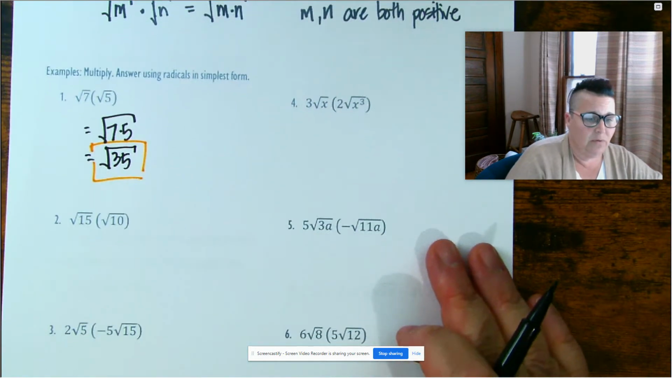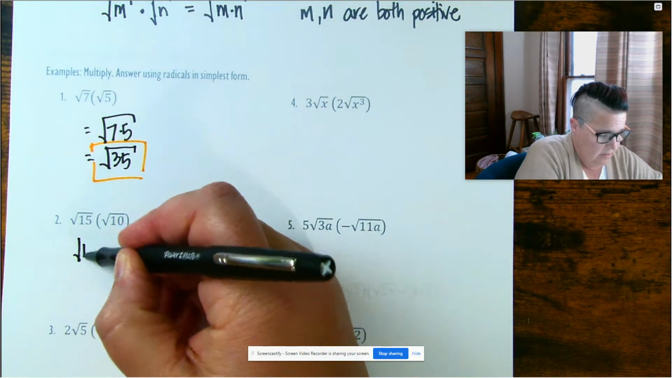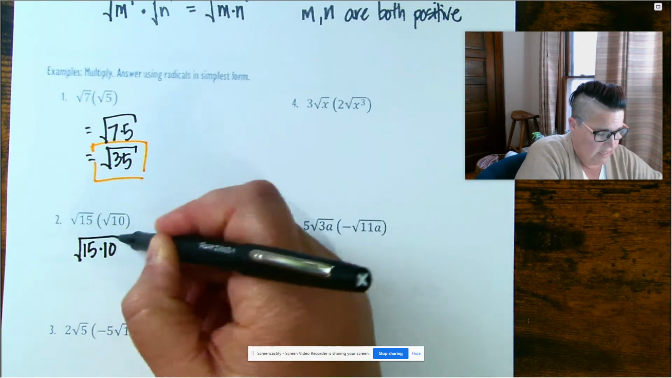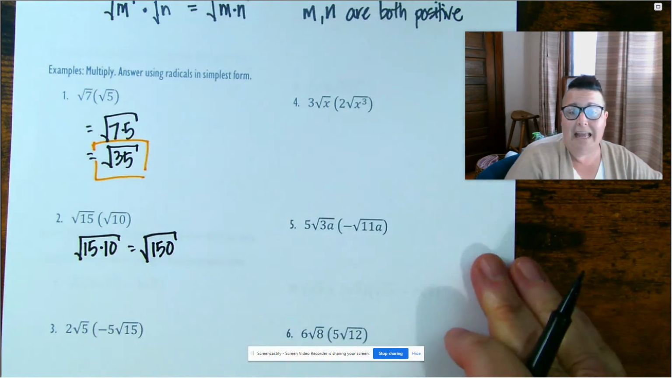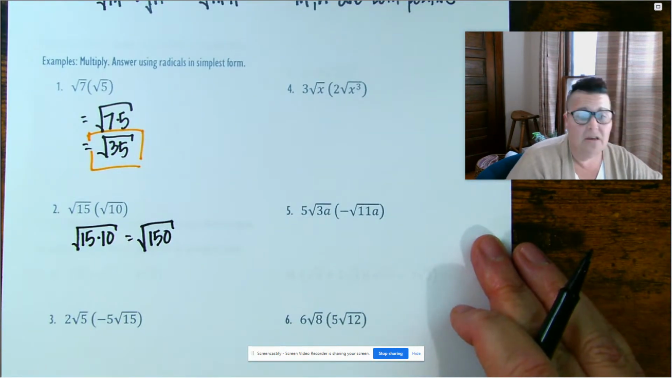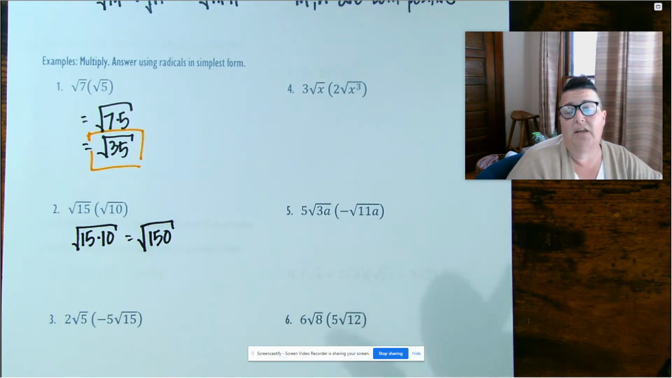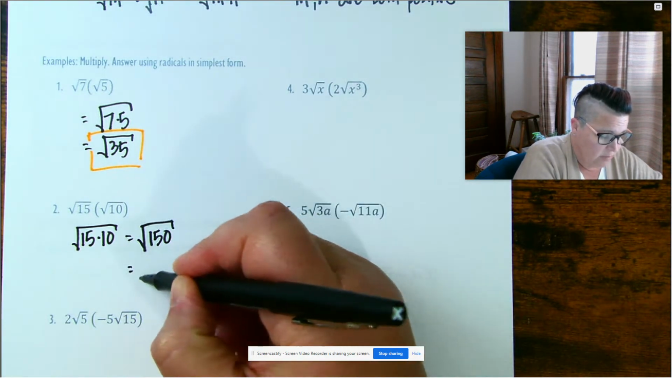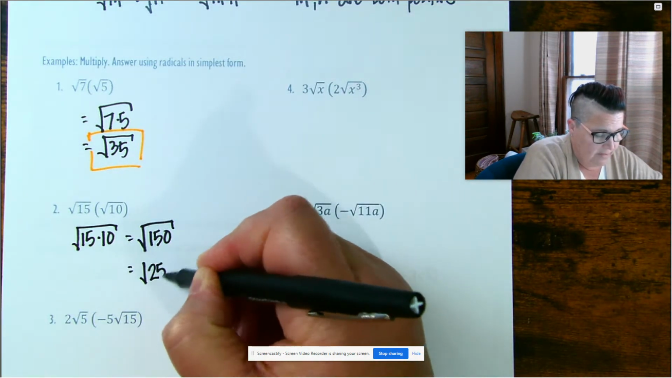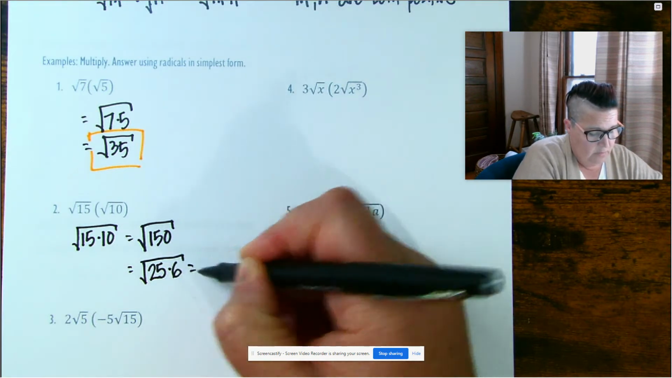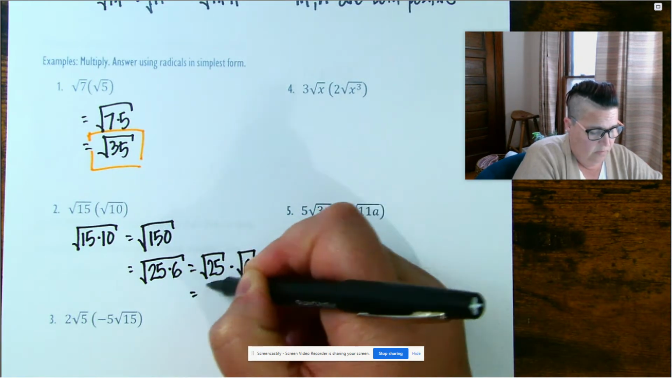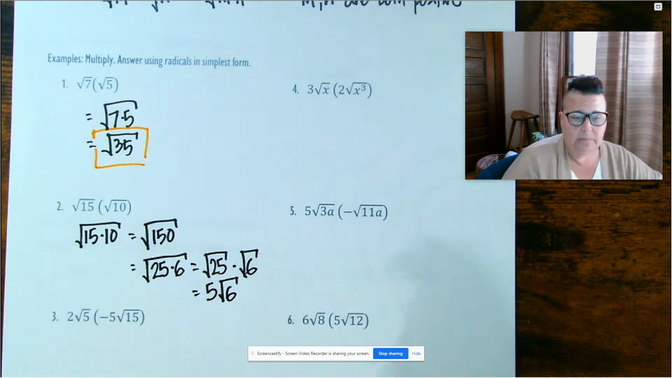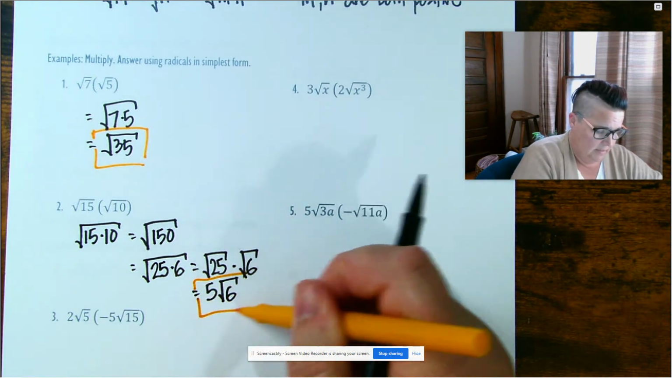Problem number 2 is the square root of 15 times the square root of 10. That would be the square root of 15 times 10, which is going to be the square root of 150. We can simplify the square root of 150 either by using the prime factor method or by using the largest perfect square. I'm going to go ahead and do the largest perfect square. This is the square root of 25 times 6, which is the square root of 25 times the square root of 6, or 5 square roots of 6. And then we'll just leave it at that.